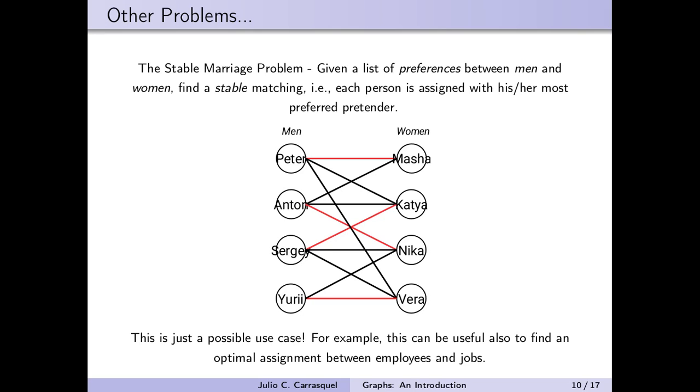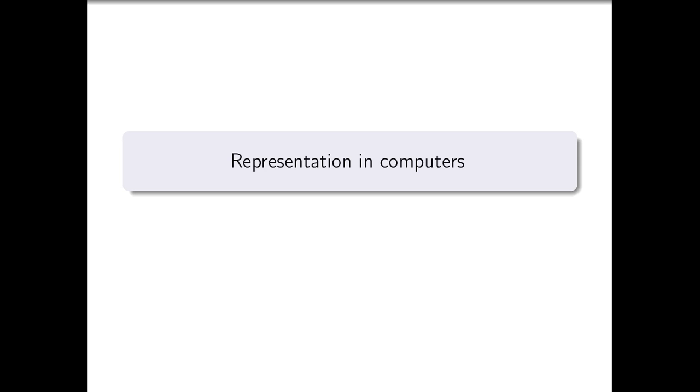So the problem would be to look for an assignment between employees and jobs in the most optimal way. And all these problems can be solved using graphs. Of course, for resolving all these problems, we need to first understand how we can represent graphs in computers. So in this part, we will talk about two classical representations.